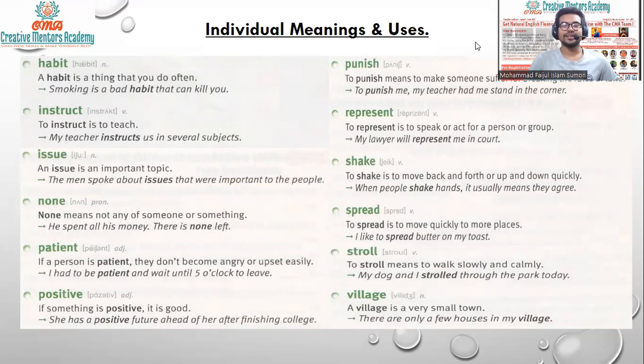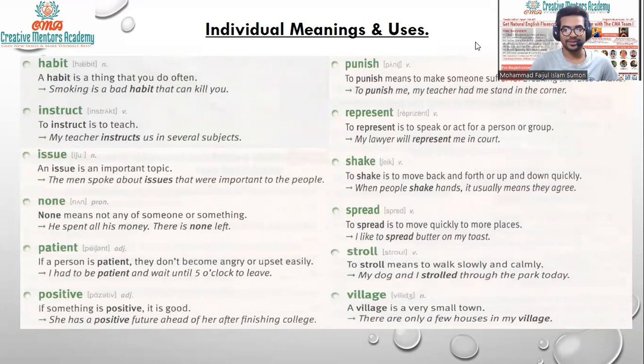So shake. To shake is to move back and forth or up and down quickly, like this. When people shake hands, it usually means they agree. Okay, spread. To spread is to move quickly to more places. Spreading, so I like to spread butter on my toast.